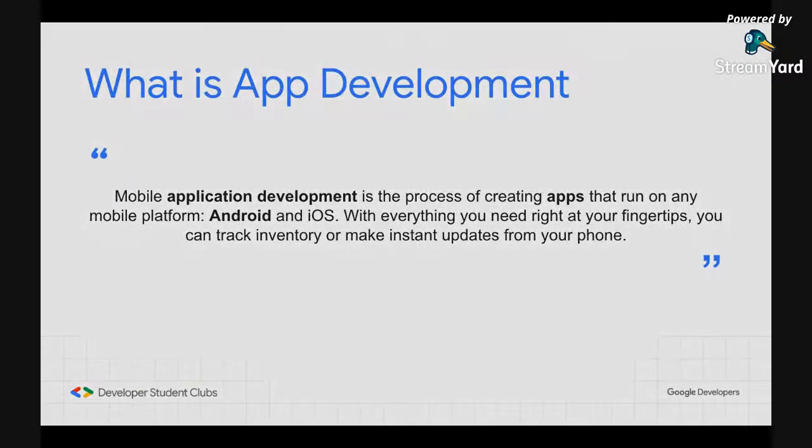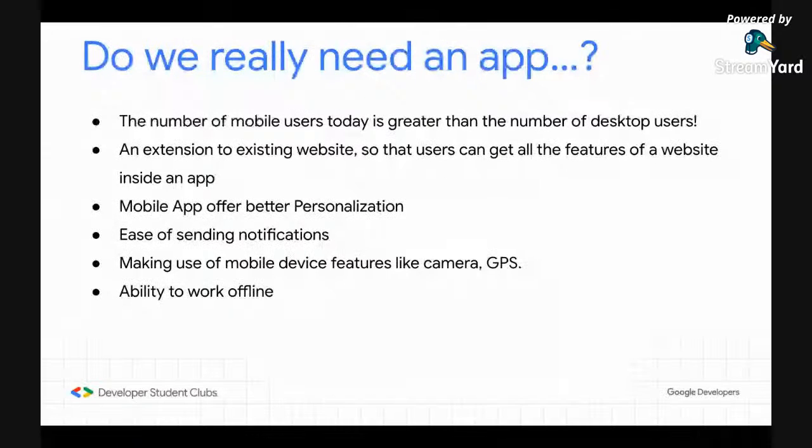Now we will talk about, do we really need an app? We have websites that also perform very well. So why do we need an app? Because websites can also work for us. Basically, we need an app because websites were really developed for desktop users. Yes, we can use websites on our phones also, but the number of mobile users is greater than the number of desktop users. And if you have noticed, websites do not look as good on your smartphone as they look on desktop.